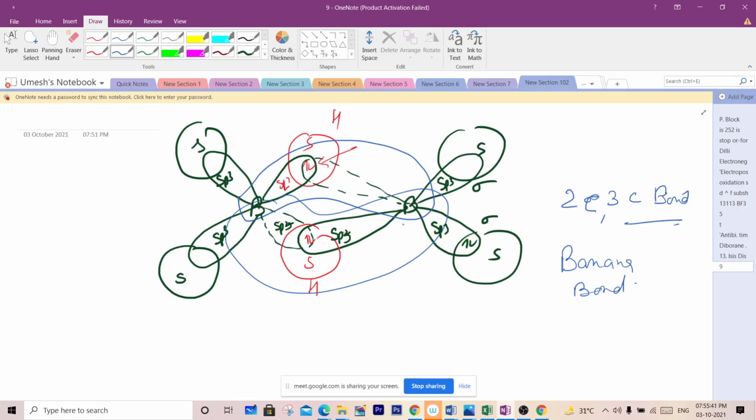It is a 2 electron 3 center bond. It is 2 electron because one electron is from the hydrogen and the other is from the boron, but 3 centers are bonded here. Done, sir.